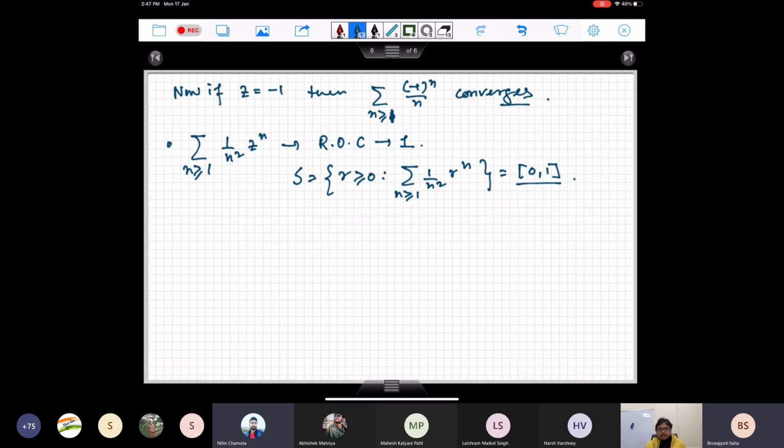So at the point 1 we agree that this series converges. Okay, so therefore the supremum is at least one. Is it clear? So clearly closed 0, closed 1 is a subset of S. All of us agree to this? Yes, sir. So now how do I get that there are no other points outside this interval in S? Okay, so how do I show this?